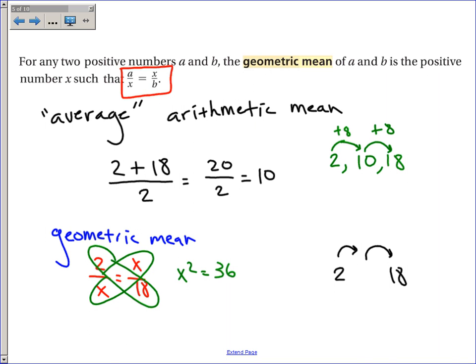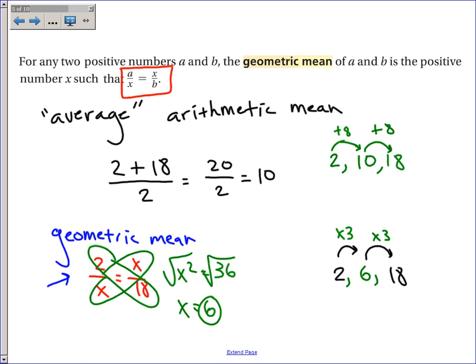Let's see here. X is currently being squared. To get x by itself, I have to undo or do the opposite of squaring, which is the square root. So take the square root of both sides. X is equal to 6. Okay? So the geometric mean of 2 and 18 is 6. And if I put 6 in here, we'll see that we can multiply by 3 again, and get 18. Okay? So this proportion is really helpful to us in finding the geometric mean.